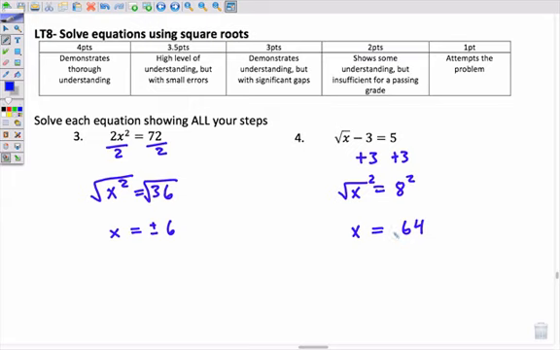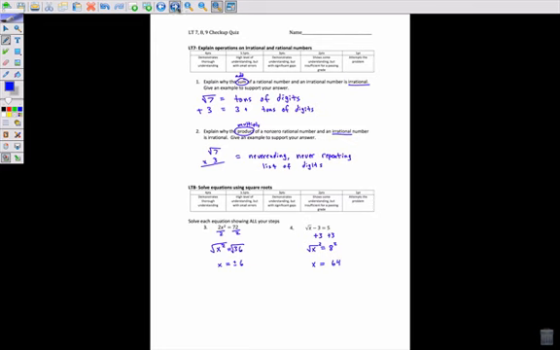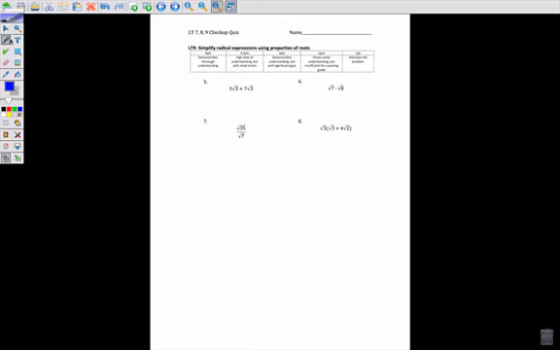Okay? So that's the difference here, is where you've got the plus or minus here because of square rooting. You do not have it over here because 8 squared is only 64. 8 squared is not negative 64. Okay? The back side of your checkup was Learning Target 9.